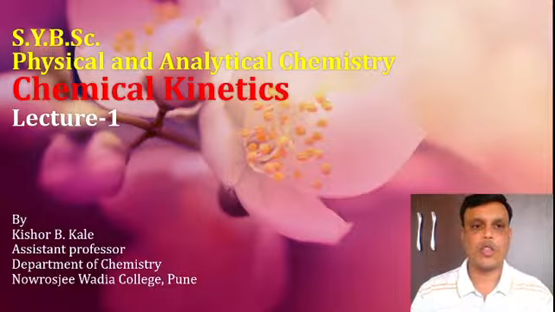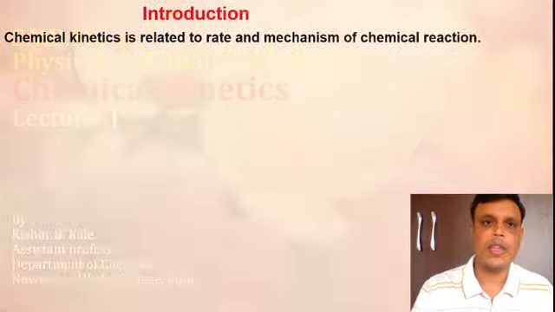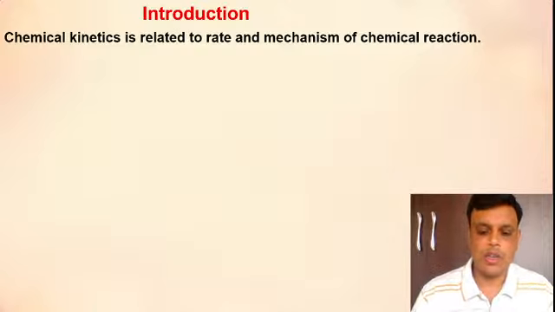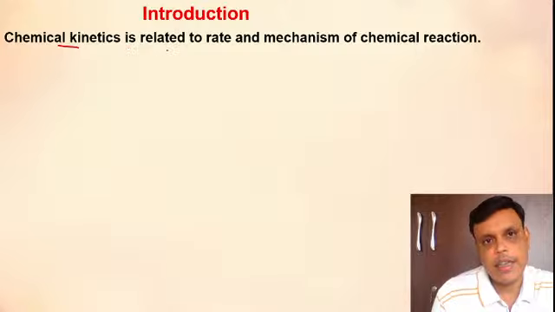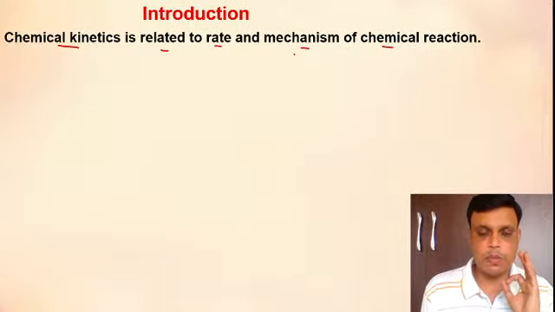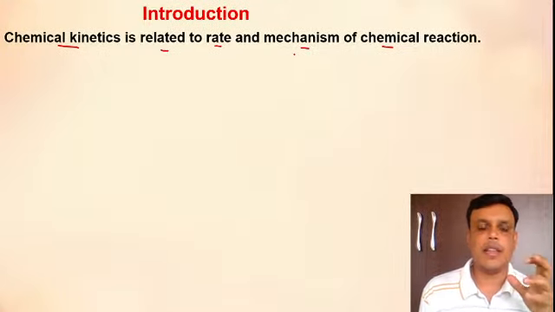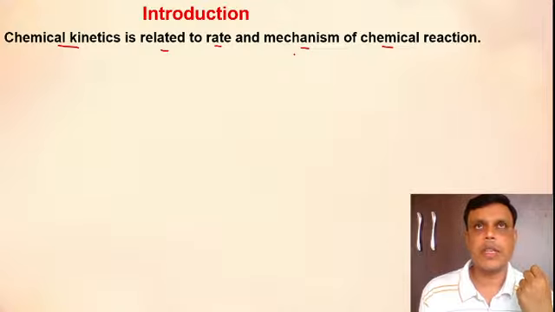So, this is your lecture number one of chemical kinetics. Okay, so in this lecture, we will start with the introduction. This word, chemical kinetics, have you heard this word? It is related to the rate and mechanism of a chemical reaction. So, we will discuss kinetics of a chemical reaction. Kinetics means the rate, speed and velocity of chemical reactions. Chemical kinetics and chemical thermodynamics are two different branches of physical chemistry.